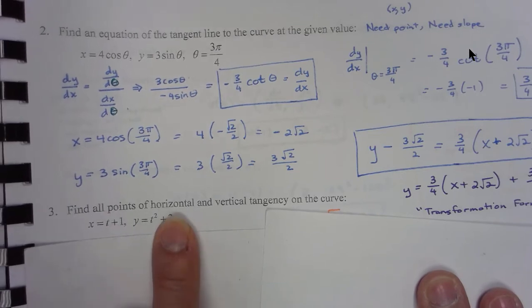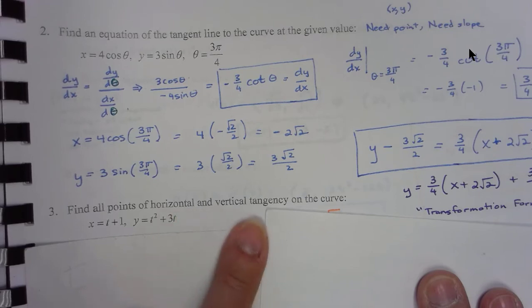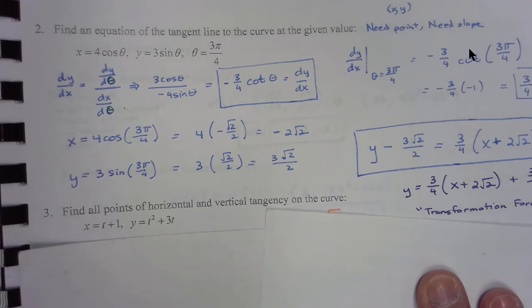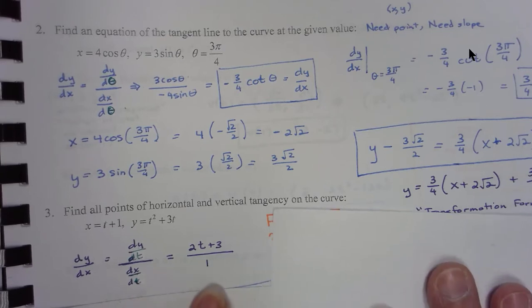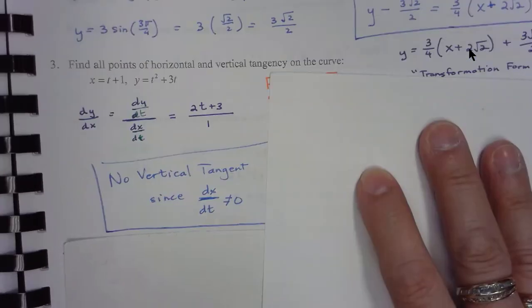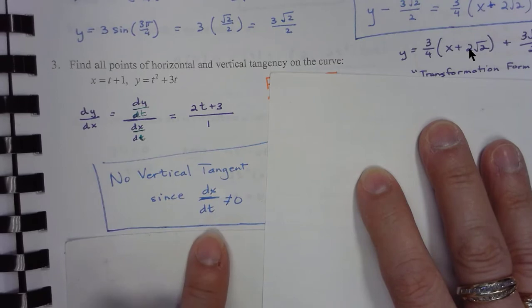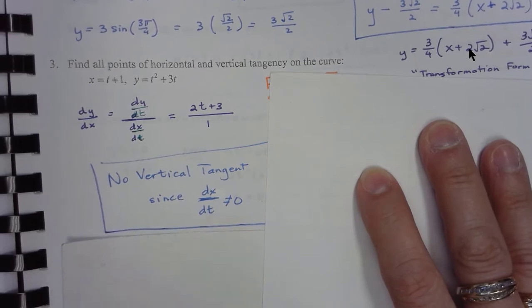Now let us remember, horizontal tangents means the numerator is 0 and the denominator is not. Vertical tangent means the numerator is not 0 and the denominator is 0. We know this, it's old material. So first we're going to find dy/dx, which is dy/dt over dx/dt. And here it is. Look at that. There's no vertical tangent because the denominator is never 0. Neat.